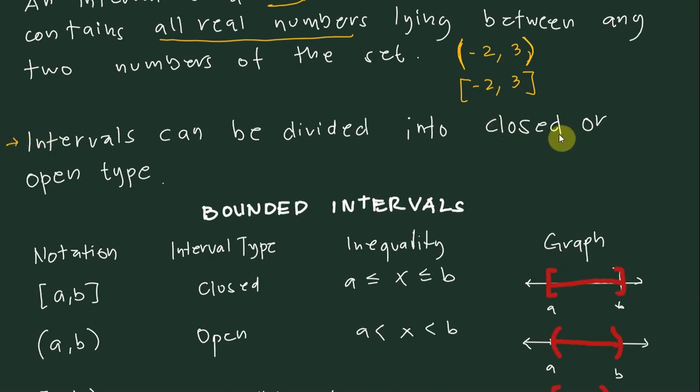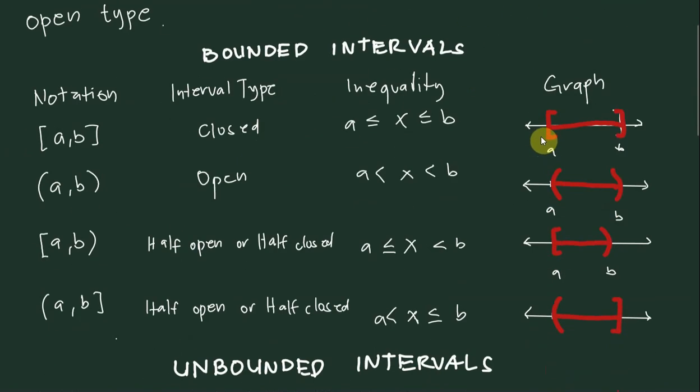Intervals can also be divided into closed or open. We will see what closed and open mean in the table below. Okay, so let's see first the bounded intervals. Let's focus on the first row. Here is an example of a bounded interval. We have the real numbers a and b on the ends of the interval, and we are using the bracket notation.